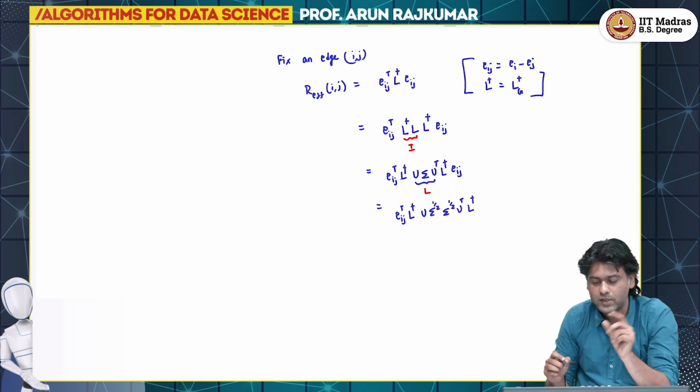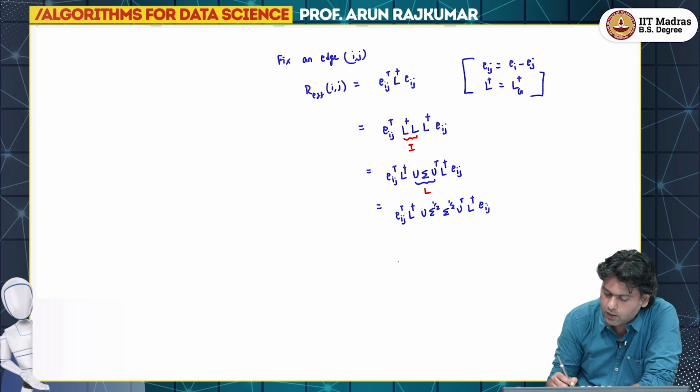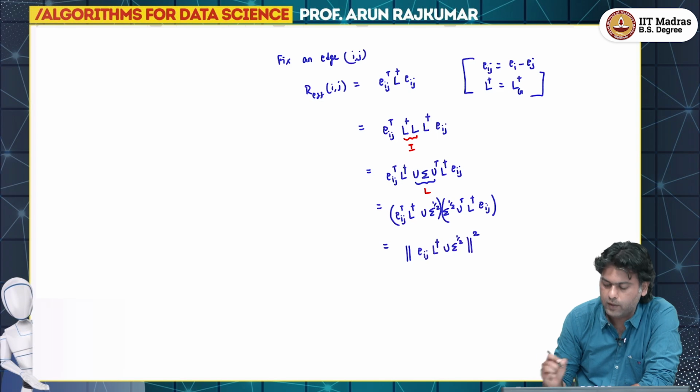I hope the pseudo inverse and transposes are looking different, because notation wise they look similar. I hope that is clear. Now, this whole thing can be written as this times its own transpose, which is just the norm of Eij L pseudo inverse U sigma half squared.